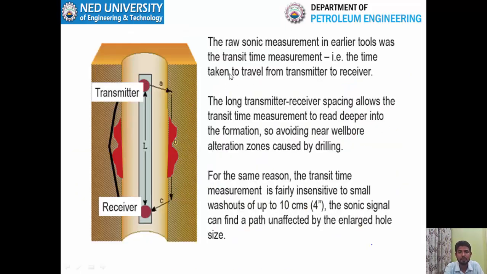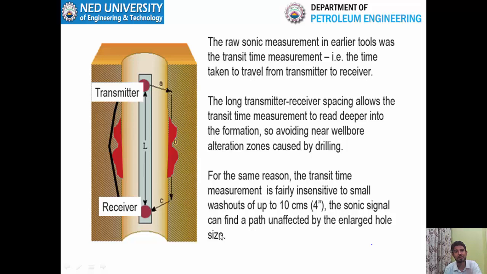As mentioned over here, the raw sonic measurement in the earlier tool was the transit time measurement, which is the time taken to travel from transmitter to receiver. The long transmitter-receiver spacing allows the transit time measurement to read deeper into the formation, so avoiding near wellbore alteration zones caused by drilling. For the same reason, the transit time measurement is fairly insensitive to small washouts of up to 10 cm or 4 inch. The sonic signal can find a path unaffected by the enlarged hole size.